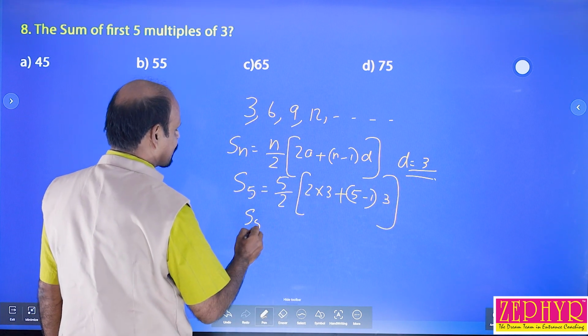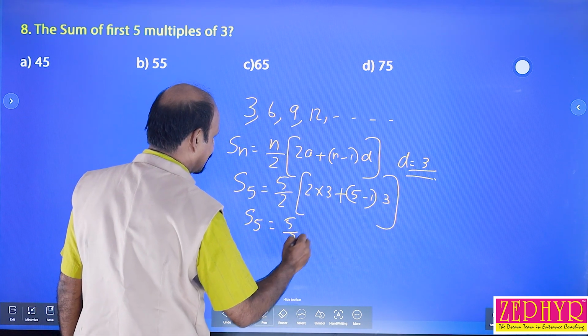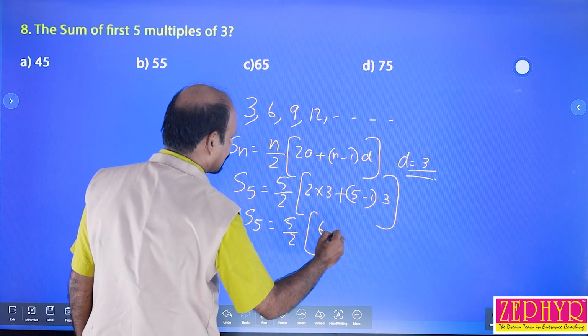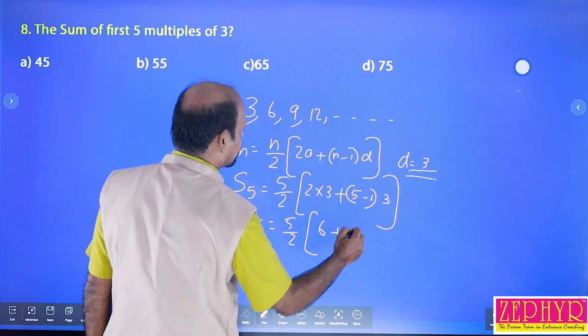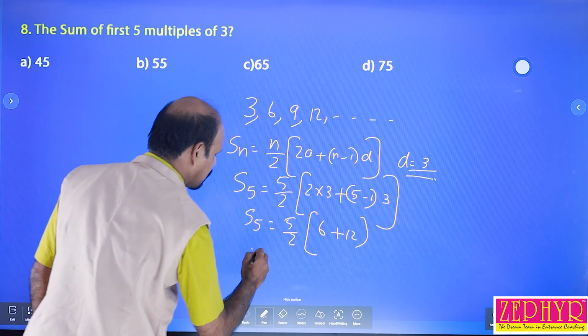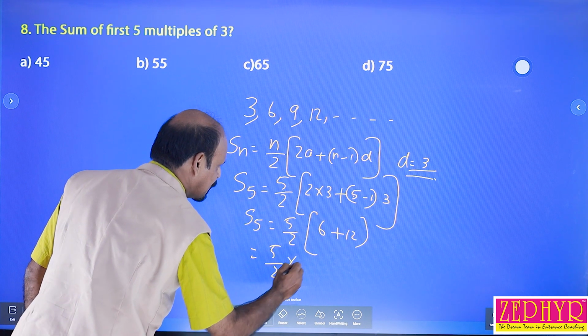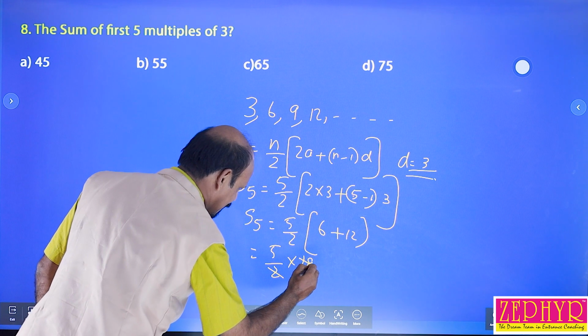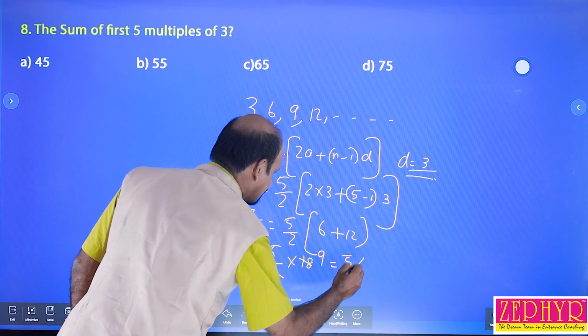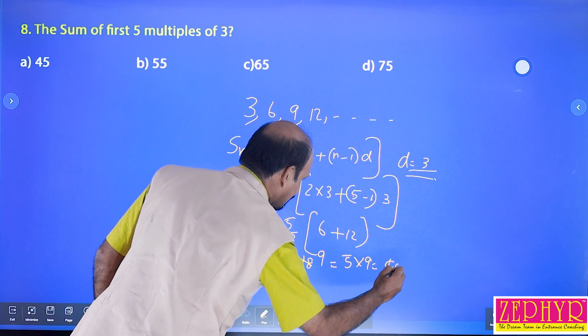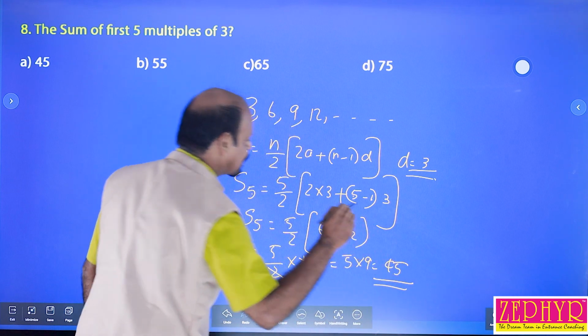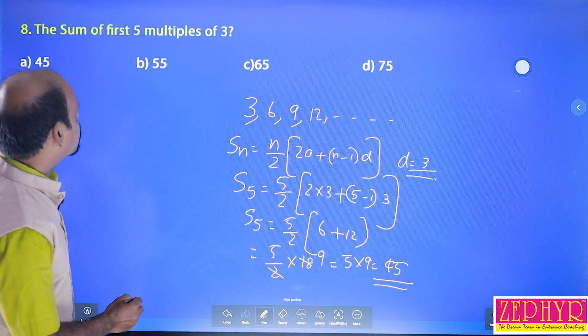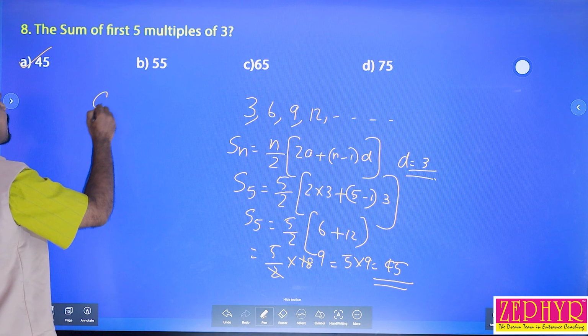So you will get S5 equal to 5 by 2 into (2 into 3, 6, plus 5 minus 1, 4, 4 into 3, 12). So 5 by 2 into (6 plus 12), that is 18. 2 into 9 is 18, the 2 cancels. 5 into 9 is the answer, answer is 45. The sum of the first 5 multiples of 3 is 45. Your option is A. A is the right option.